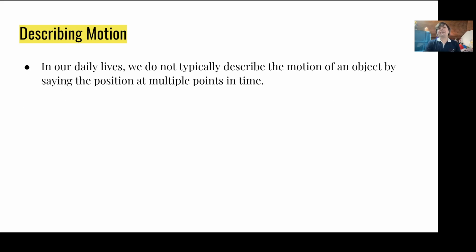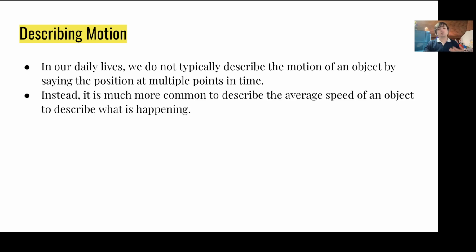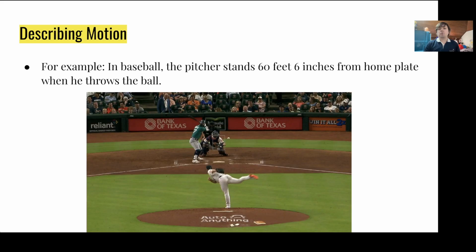In our daily lives, it's very uncommon for us to describe the motion of an object just by saying the position of the object at multiple different points in time. Instead, it is far more common to describe the average speed of an object. And so what do I mean by this?